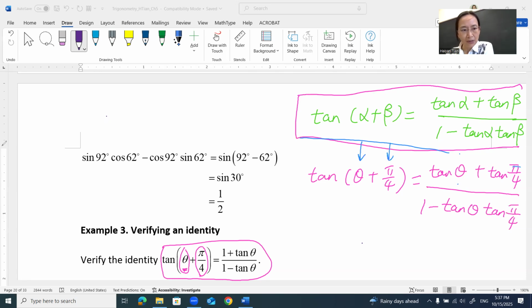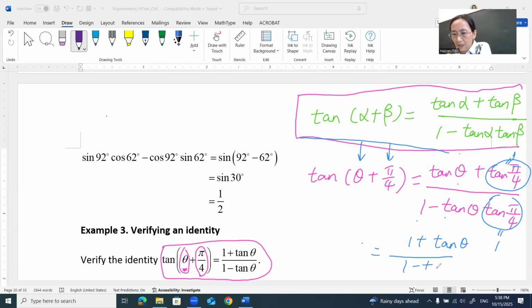Now we can see pi over 4 can be further reduced because pi over 4 has a tangent value of 1, right? So we can put a 1 here. This is a 1. This is a 1. And then the numerator is tangent theta plus 1, which is the same as 1 plus tangent theta. The denominator is 1 minus tangent theta, because tangent theta times 1 is still tangent theta.